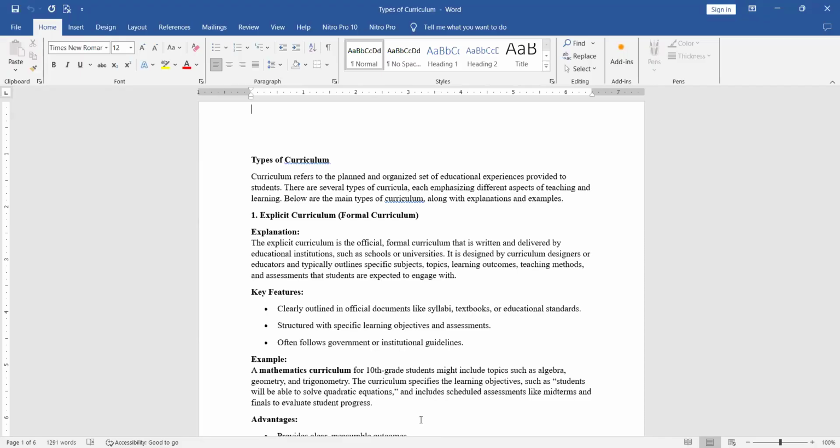Of formal curriculum or the explicit curriculum. First type, or one of the 7 types, is formal curriculum or the explicit curriculum. What is meant by formal curriculum or the explicit curriculum? It is the official formal curriculum that is written down and delivered by the educational institutions, schools, or the universities.